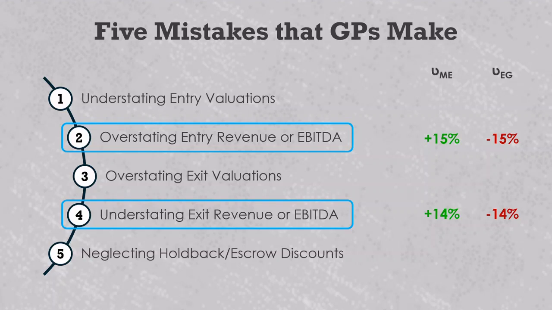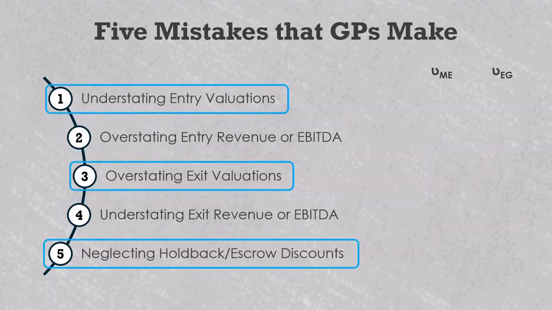The capital structure mistakes were not as impactful, but they are still material. In our example, they combined to overstate multiple expansion by 9% and understate EBITDA growth by 9%. Together, that is an 18% swing in relative value creation.